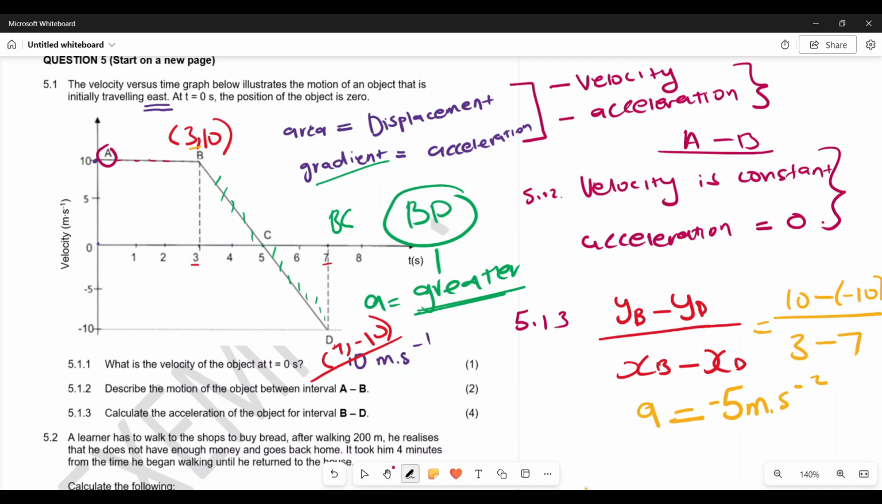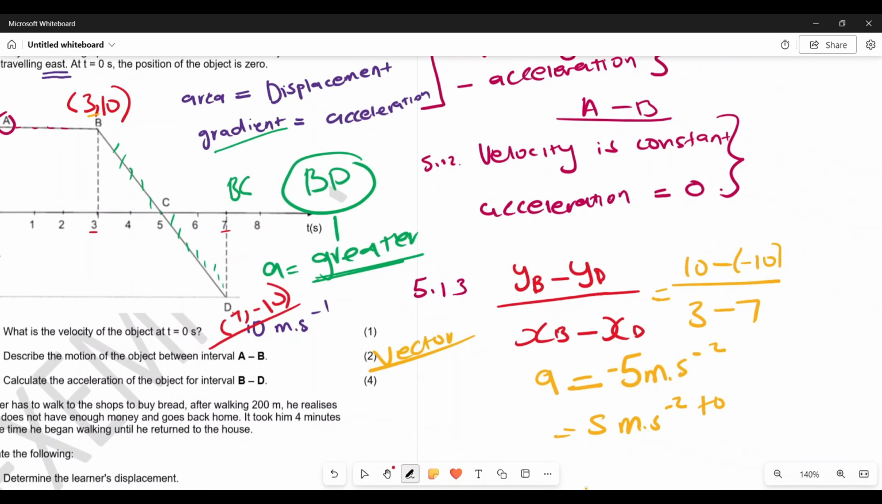But remember, what is acceleration? Acceleration is a vector, meaning that it must have both magnitude as well as direction. Now, if this is negative and this was traveling east, this simply means that your acceleration would be 5 meters per second squared to the west, because it's negative.